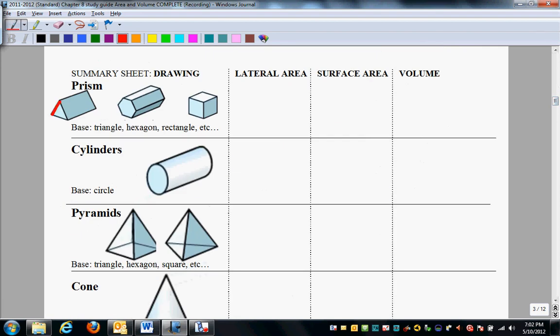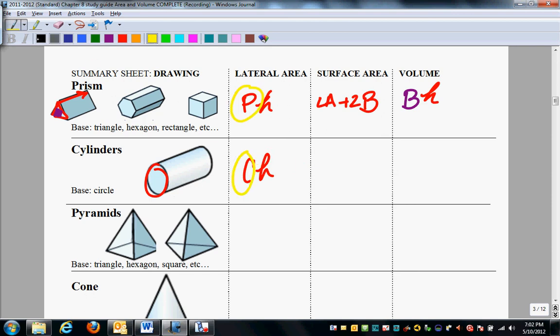For lateral area of a prism, you find the perimeter of the base times the height. Surface area is whatever the lateral area is plus the area of two bases. And volume is the area of a base times the height. For a cylinder, instead of PH, it's CH. Otherwise, it's exactly the same thing. That's the only change. This is lateral area plus two bases. And of course, this is base times the height as well.